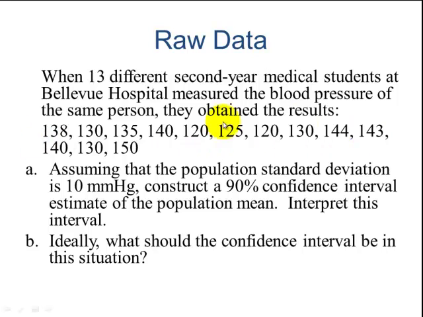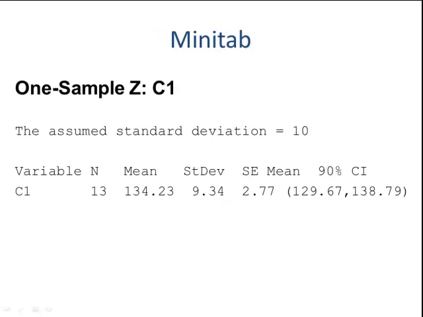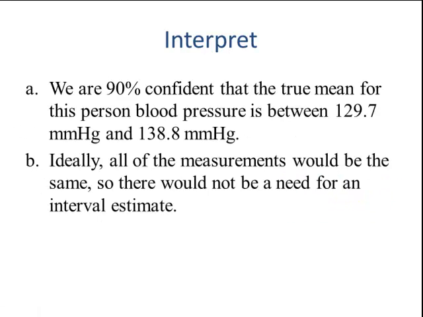Well, if we put this raw data into Minitab, or you could do StatCrunch, we compute the confidence interval, and from that we can make our interpretation. We are 90% confident that the true mean for this person's blood pressure is between 129.7 mmHg and 138.8 mmHg. Part B, ideally all these measurements would be the same, so there would be no need for an interval estimate.